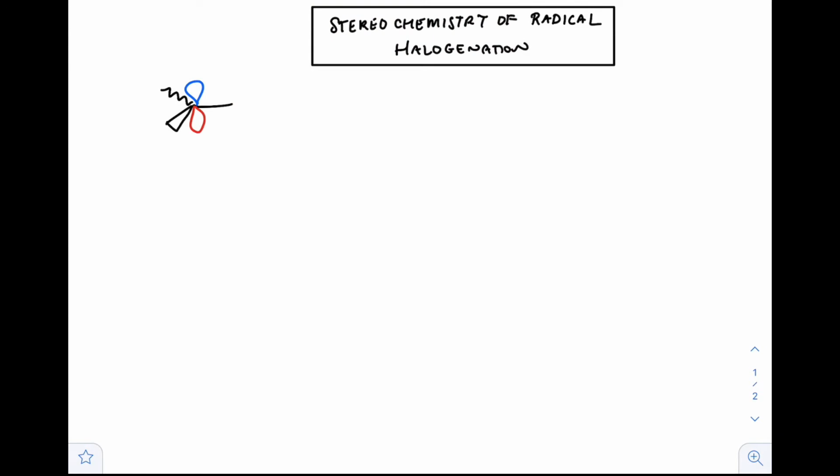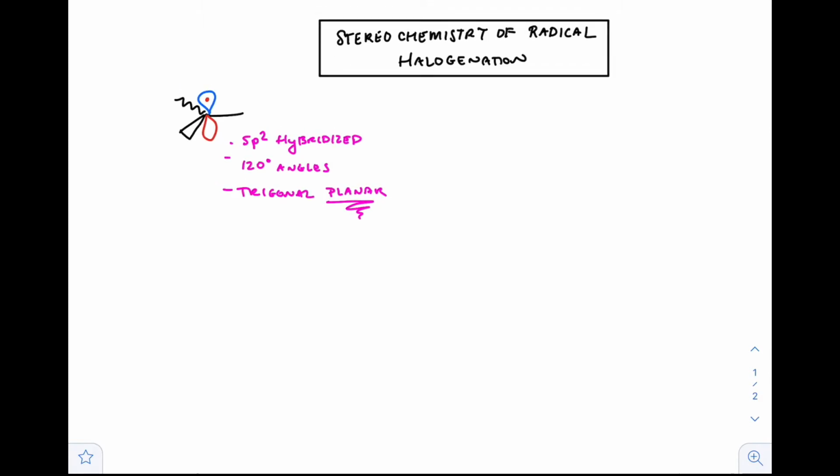We did mention before, if we have a radical on a carbon, for example, we will have a p orbital with one single electron in it, and that's going to be sp2 hybridized. It's also going to have 120-degree bond angles, and therefore it is trigonal planar. Okay, so this is going to be important because it's kind of analogous to carbocations, right? Or akin to this guy.